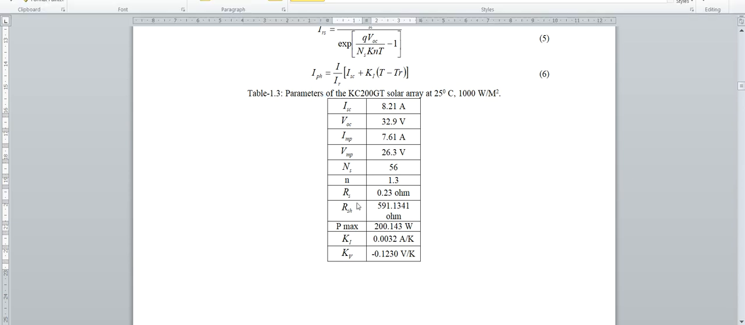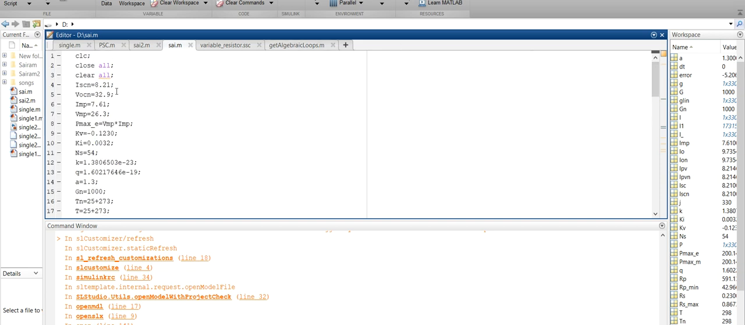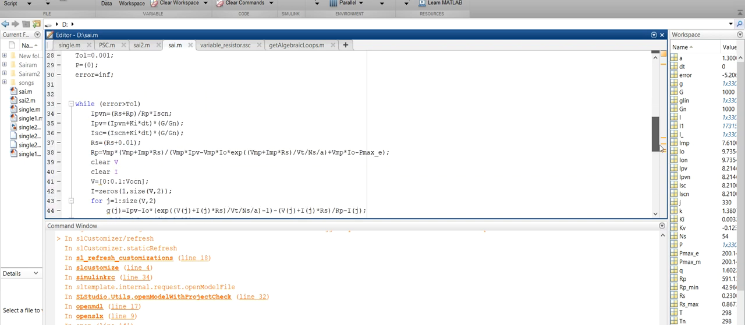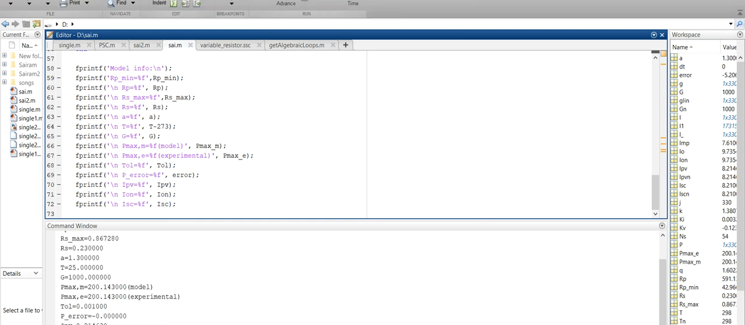For finding Rs and Rsh, I have code here in MATLAB. I'm going to show you this model. Here I'm giving the parameters like Isc and Voc, Imp and Vmp, and Kv and Ki values. Now this is the MATLAB code for Rs and Rsh that we have to find. Now I'm going to run this one. And these are the values I'm getting.